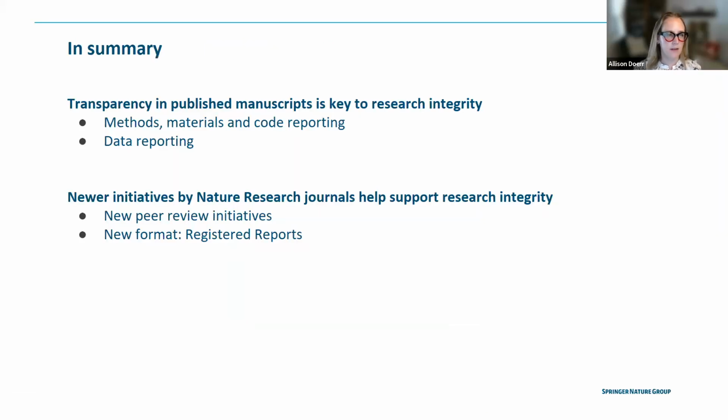So in summary, I think transparency in published manuscripts is really key to research integrity, especially methods reporting and data reporting. And there are some newer initiatives at the Nature Research journals that help support research integrity, such as new peer review initiatives and also a newer format called registered reports. So with that, I'm going to hand over to Dominique.